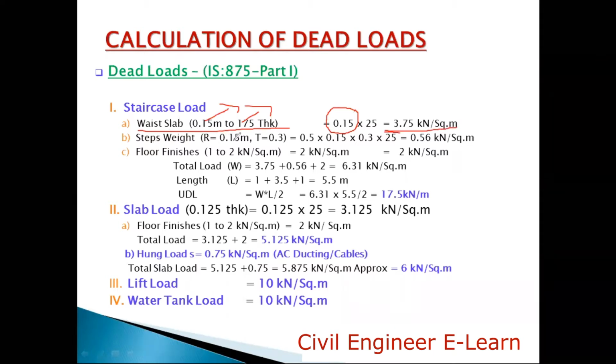And then step weight. We know the riser and the tread. Riser equal to 0.15 meters, and then tread equal to 0.3 meters, right? Since it is a triangular shape, you just use this formula, half BH, and multiply with this 25, considering this as an RC system, and this would be the additional load due to this step. And this is due to this waist slab, this is due to this step, and then floor finishes nearly 2 kN per square meter, right? So if we sum up all these loads, we get almost 6.31 kN per square meter, which is due to the staircase.